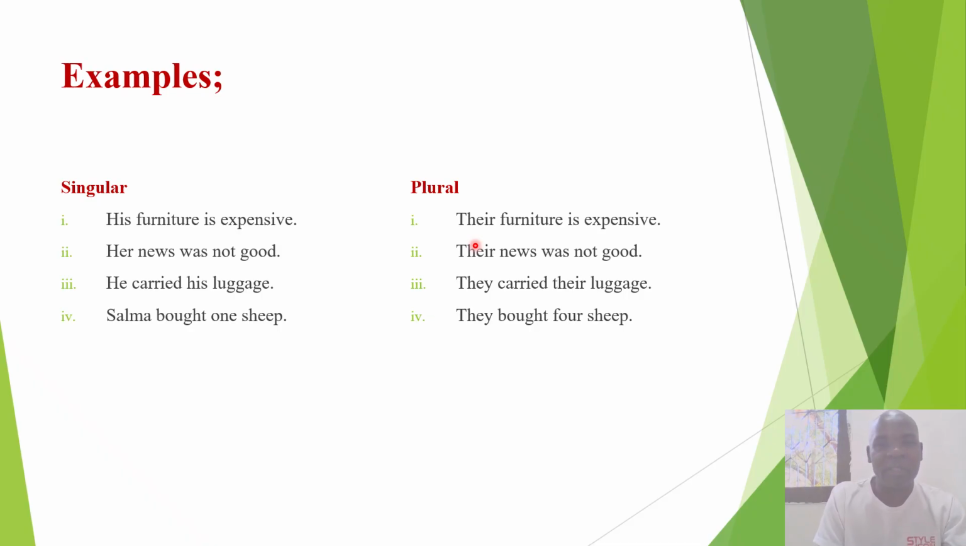We don't add anything. Then her news was not good. Their news was not good. He carried his luggage. They carried their luggage. Salma bought 1 sheep. They bought 4 sheep, and many others. We focus on using the same noun both in singular and in plural because our invariant nouns, like we said when we began the lesson, don't change. They maintain their form.